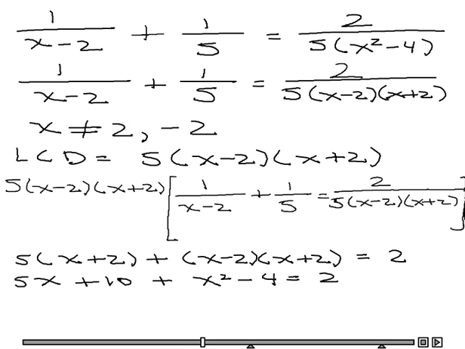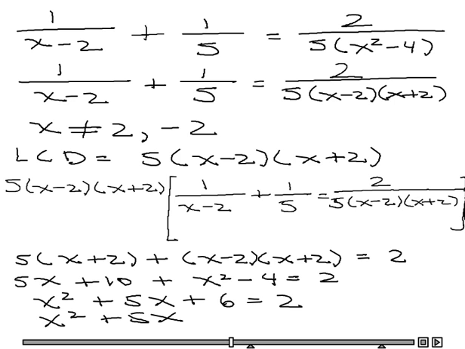Now we'll combine terms and put them in standard form, and so we'll end up then with x squared plus 5x plus 6 then is equal to 2. And because this is a quadratic equation, what we need to do is to make one side 0. So we'll then subtract 2 from each member. We end with x squared plus 5x plus 4 is equal to 0.